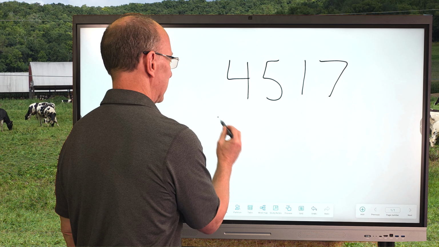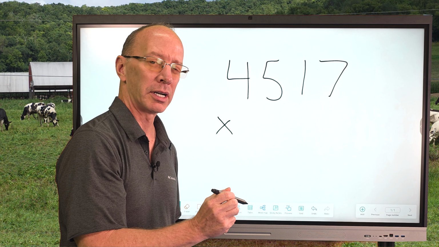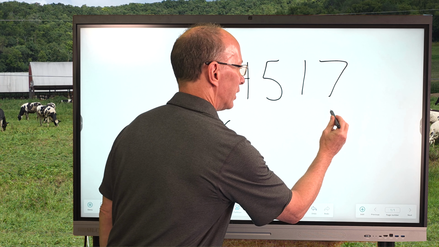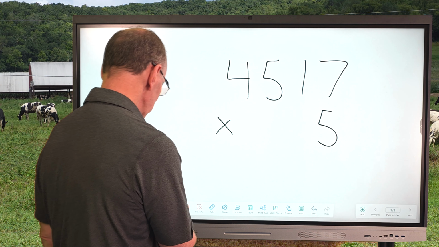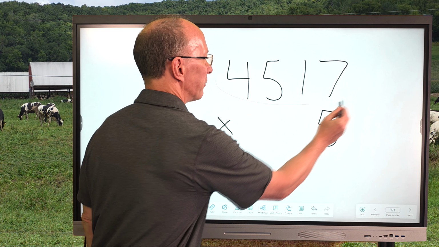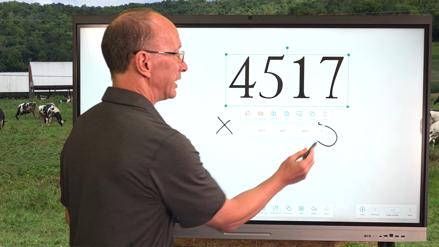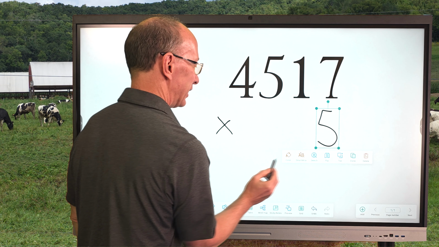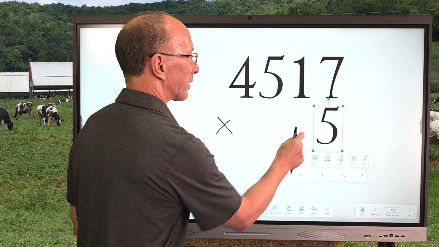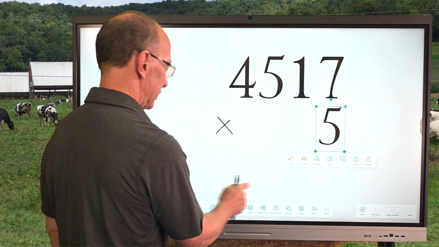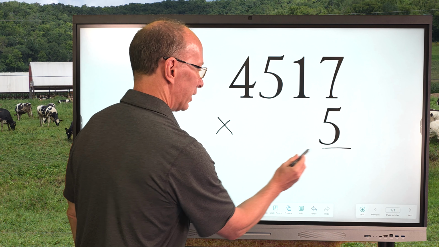4,517 times, should we try 5? Yeah, let's try 5. And we'll do 5. Now you notice my handwriting is a little sloppy. So there's a cool feature right here that I can make it really neat. And that's called Smart Write. And go ahead and do that. And then I'll put a line here.